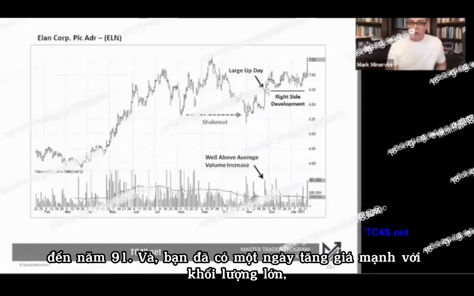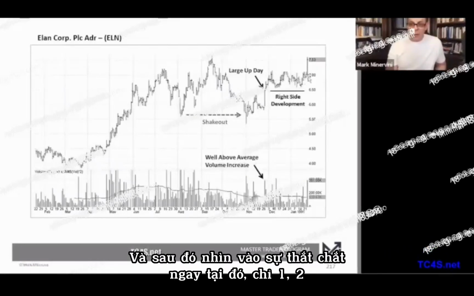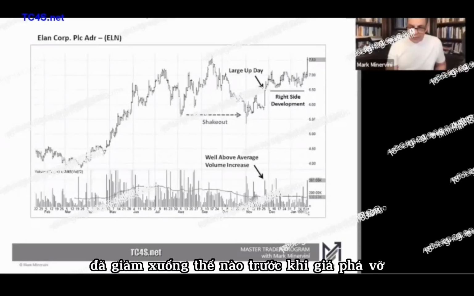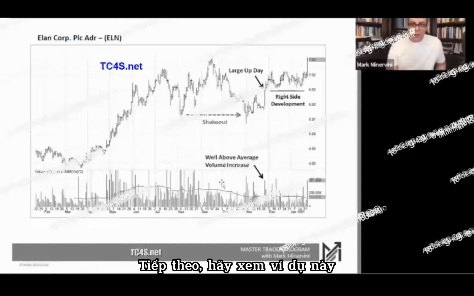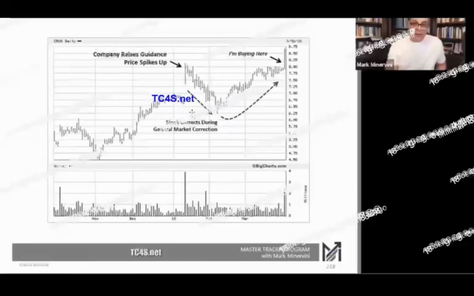You've had a very large up day, big volume, and see now you get the right side development, and then look at that tightness right there. It's 1, 2. It's like 3 days. Look at the volume. So it comes way down. 2 days before it breaks out, it's some of the lowest volume in the entire history of the stock during that last year or so. Again, looking back at this was Cirrus Logic.